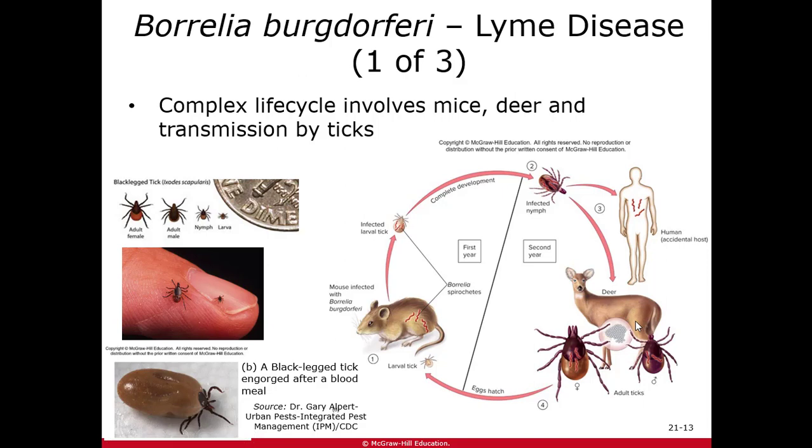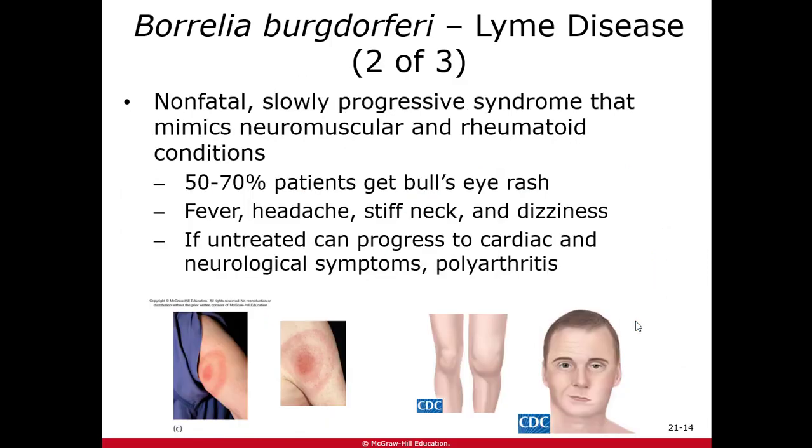Now, animals don't react to it like we react to it. We end up with all the fun side effects of Lyme disease. It's non-fatal, and it's a slowly progressive syndrome. Now, it can and will cause damage to the neuromuscular system, and it causes inflammation around the joints or rheumatoid conditions. Now, right away, some of the initial symptoms, you may get a bullseye rash.